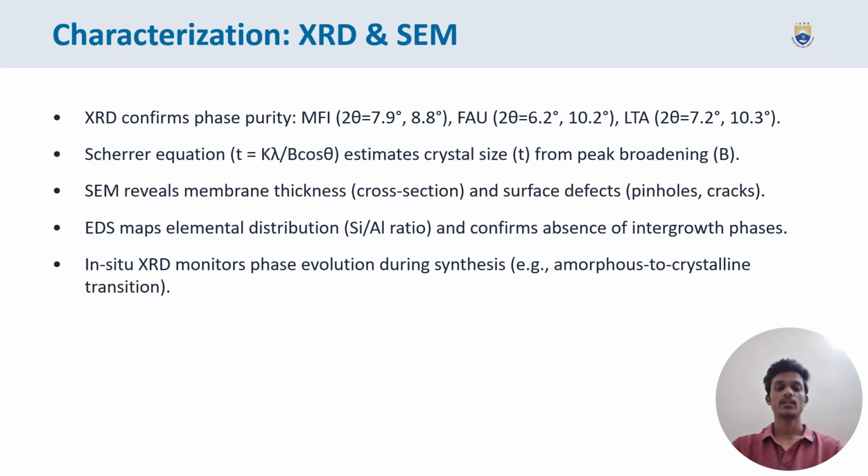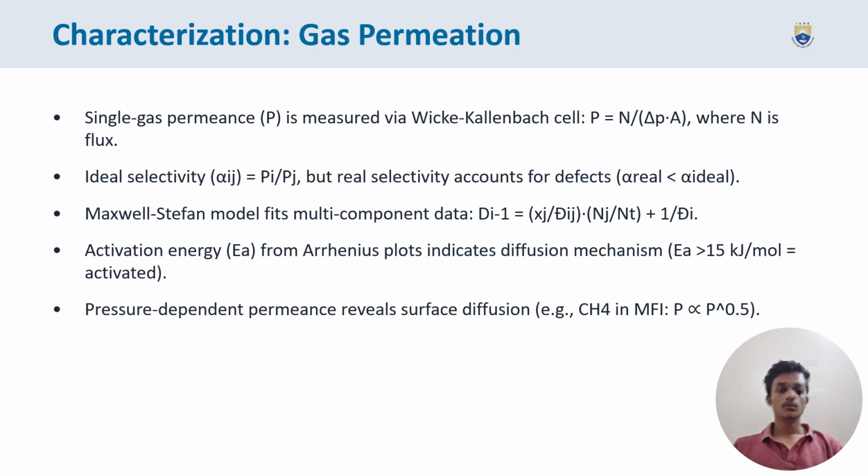Characterization: XRD and SEM. XRD confirms phase purity, estimates crystal size from the peak broadening. SEM reveals membrane thickness and surface details. EDS maps elemental distribution and confirms absence of impurity phases. Gas permeation: single gas performance is measured via Wicke-Kallenbach cell. Ideal selectivity is measured, but real selectivity accounts for defects. Maxwell-Stefan model fits multi-component data.